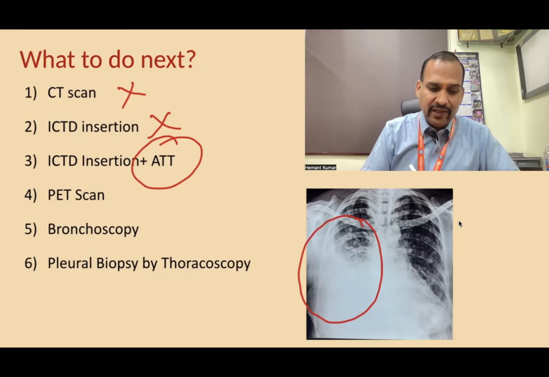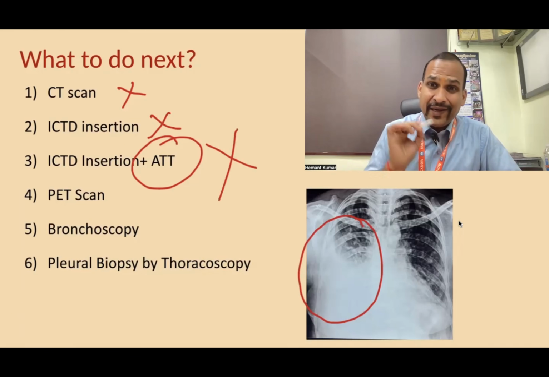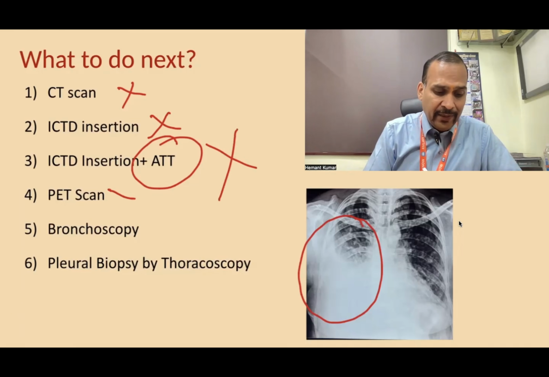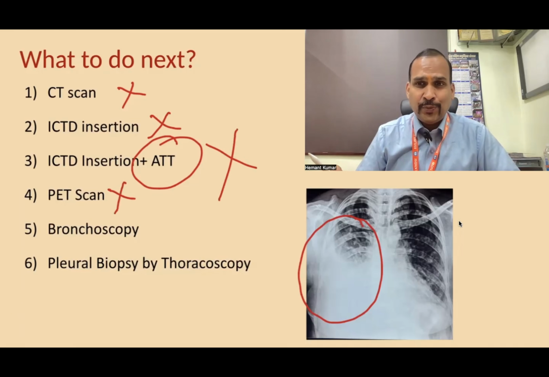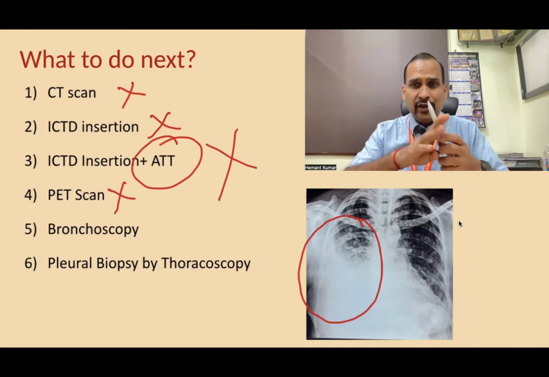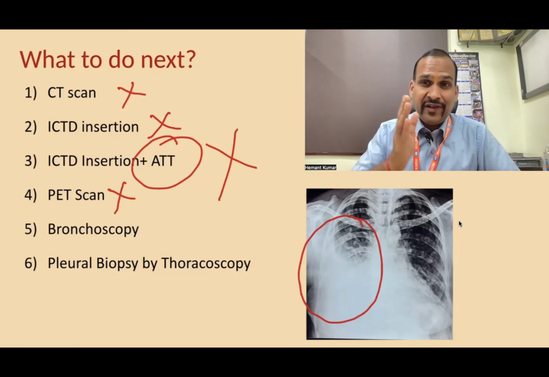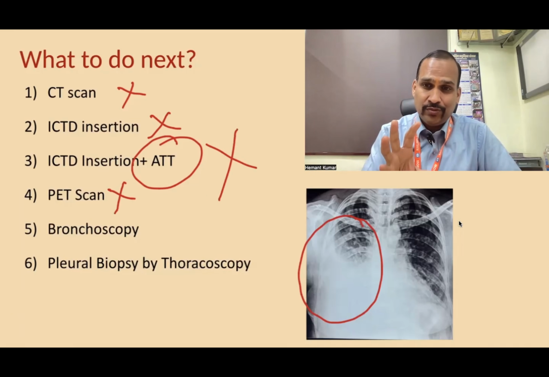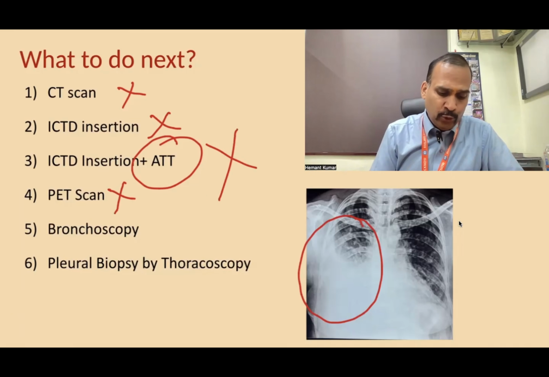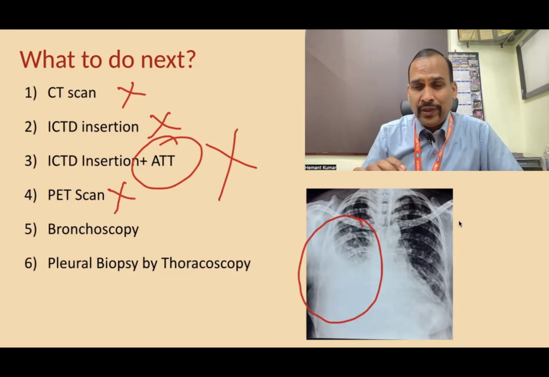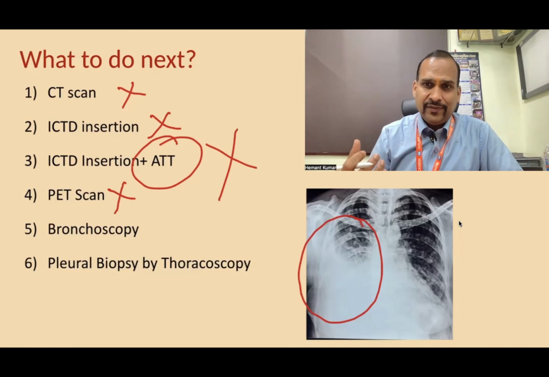So don't give ATT. PET scan at this point of time is not needed because PET scan is going to give your radiological evidence only. It's not going to give definitive diagnosis. For definitive diagnosis, we need some tissue. So bronchoscopy, we can do bronchoscopy to take BAL sample for diagnosis of tuberculosis.